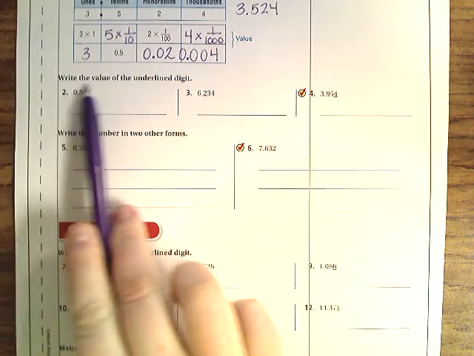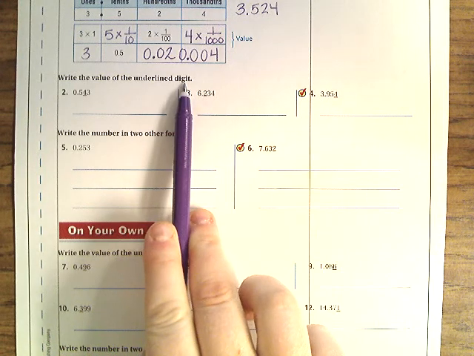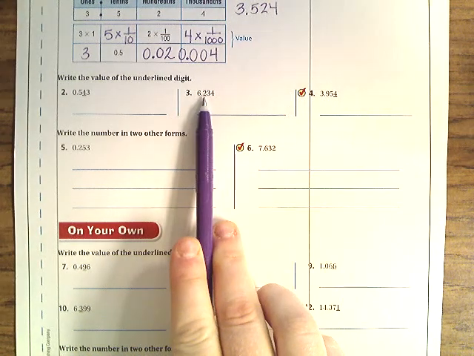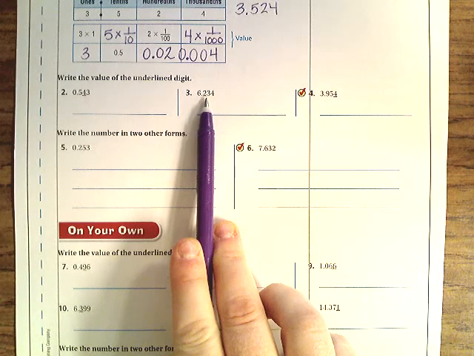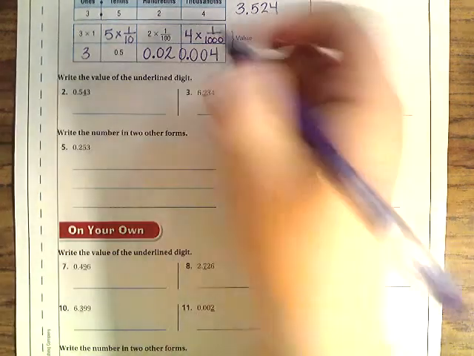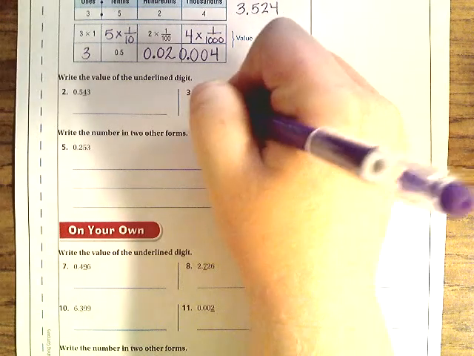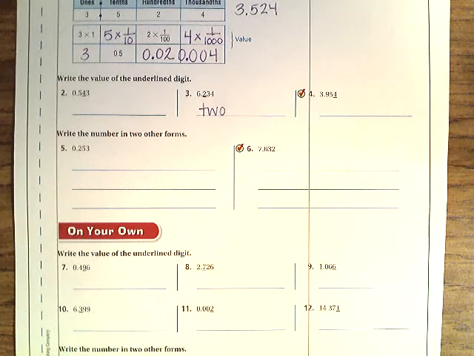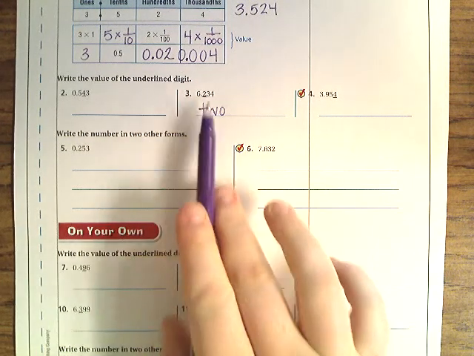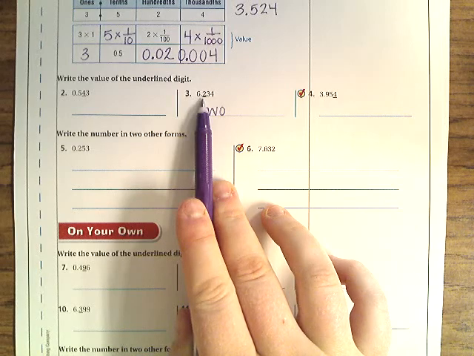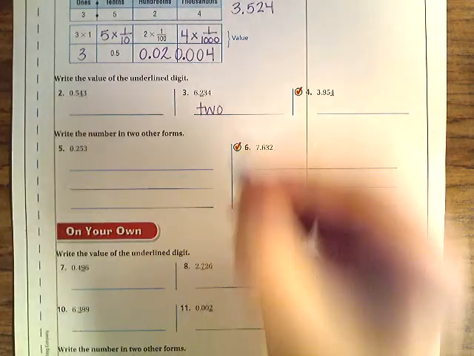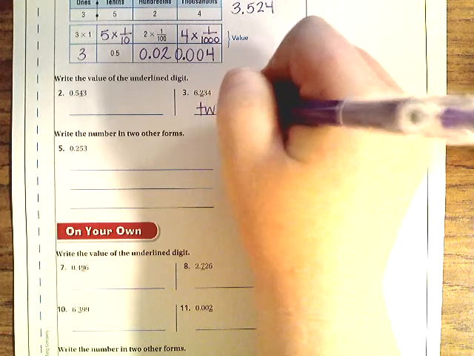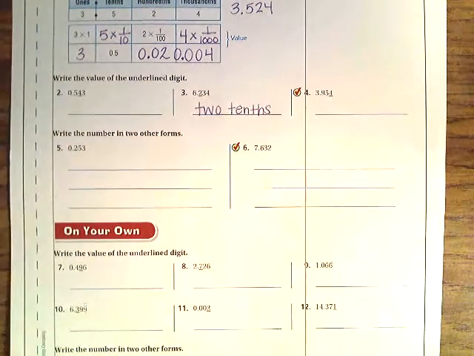So it says write the value of the underlined digit. So the underlined digit here is the 2. Now the great part about this is we see that digit, we can automatically write 2, but then we have to see what position it's in. So the 2 is in the tenths position. So it is 2 tenths.